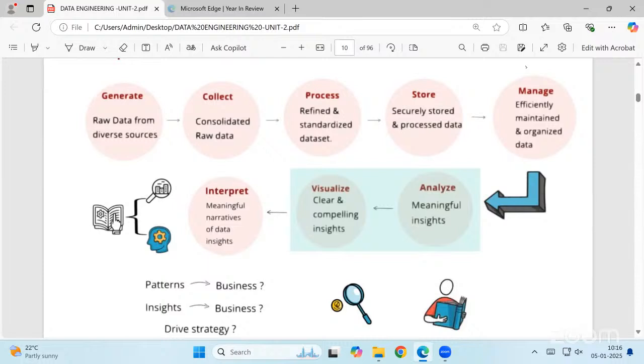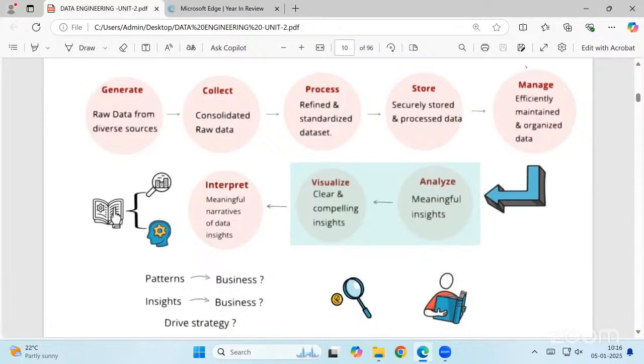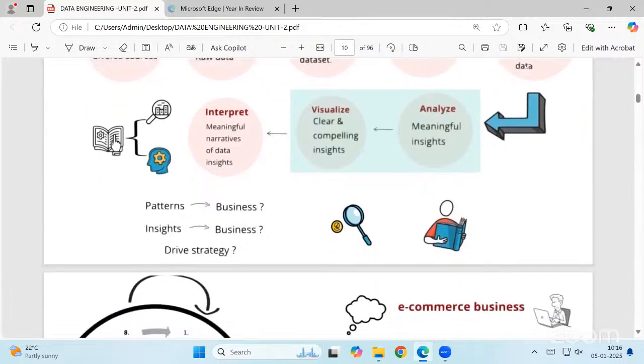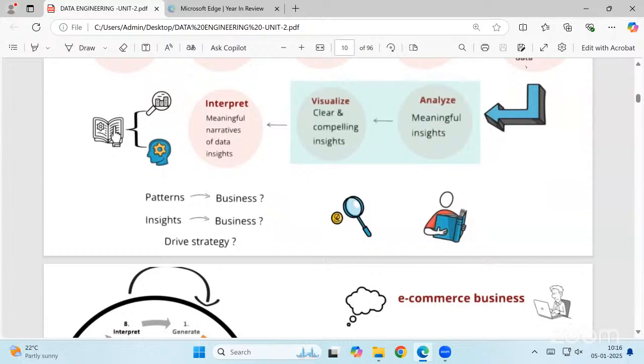Once visualization is done, people will give an image. Now, what is the interpretation? What is your understanding after seeing those images? That is called interpretation, building meaningful narratives of data insights. So these patterns and insights will help to drive strategies. Okay. And interpretation is the last phase in the data life cycle.